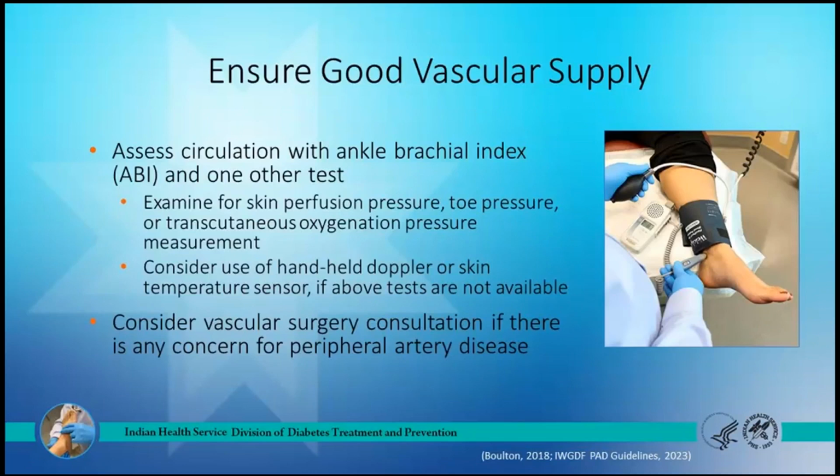To ensure good vascular supply, we need to assess circulation with an ankle brachial index. We mentioned how to perform that in part 1. And one other test: we can examine the skin perfusion pressure, the toe pressure, or transcutaneous oxygen pressure measurements. If you don't have the tools and ability in your local clinic to do this, you can consider using a handheld Doppler or skin temperature sensor. And of course, always consider vascular surgery consultation if there's any concern for peripheral arterial disease.